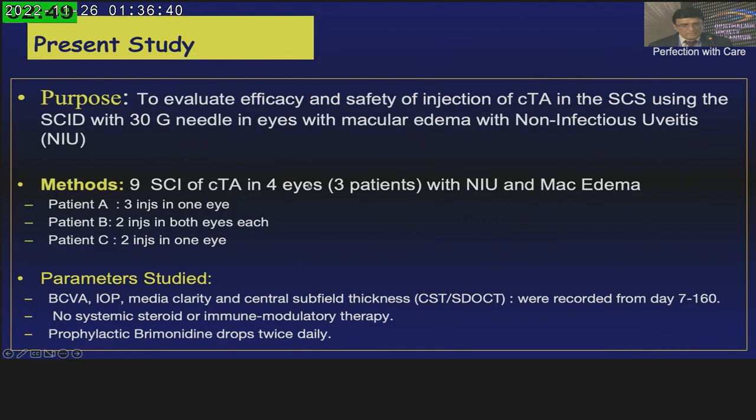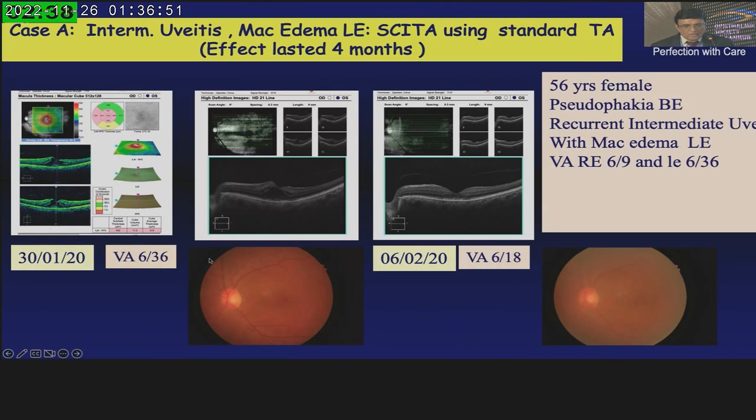So we did a study, which was a small one, certainly a small number. Nine suprachoroidal centrifuged triamcinolone injections were given in 4 eyes. I will share the data with you and show you how they work. This is a patient with intermediate uveitis who received triamcinolone. The effect lasted for 4 months. You can see here the edema has subsided.